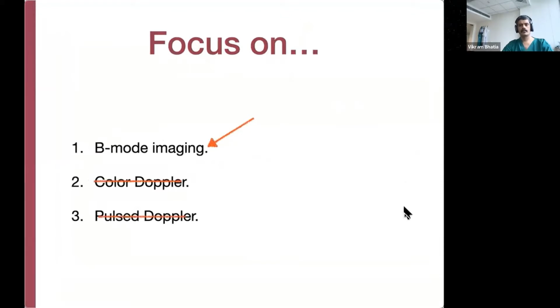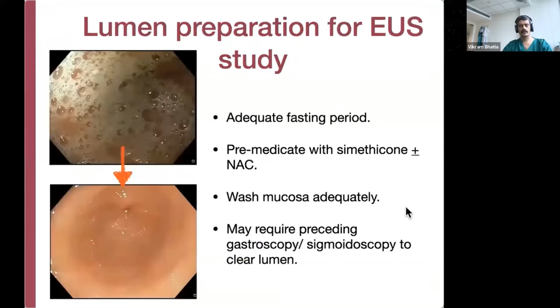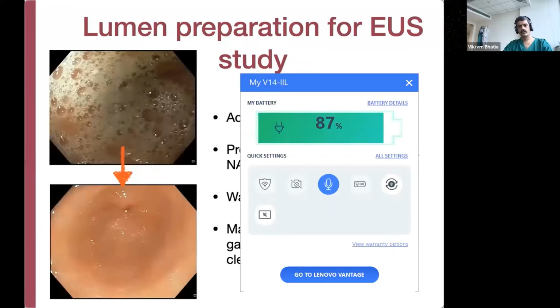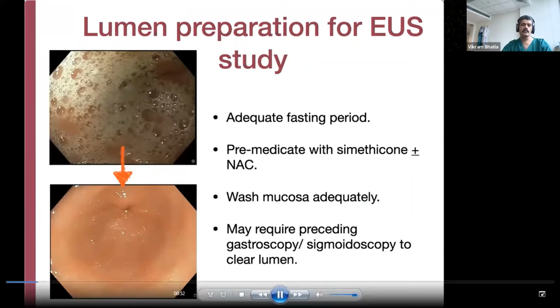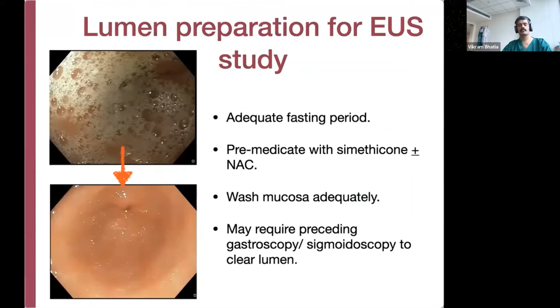The first and foremost is adequate lumen preparation for the EUS study. The patient must be advised an adequate fasting period. It is good to pre-medicate routinely with simethicone and N-acetylcysteine. We should wash the mucosa adequately. And a good EUS study may actually require preceding gastroscopy or sigmoidoscopy to clean the lumen and also to give you information about the luminal structures. So we must pre-wash the lumen to get good imaging on EUS studies.